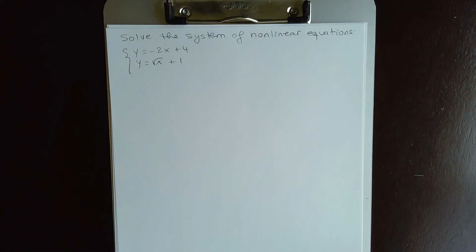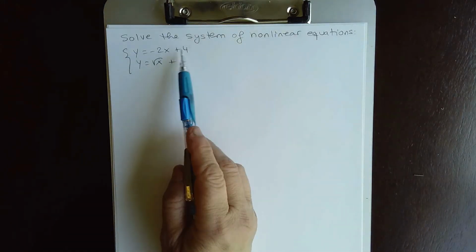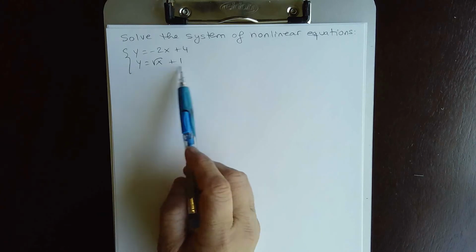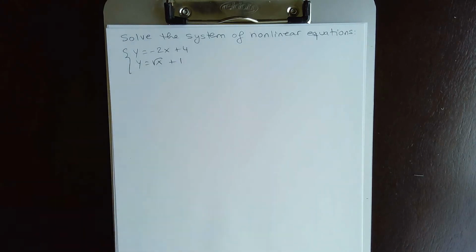Solve the system of nonlinear equations. y equals negative 2x plus 4 and y equals the square root of x plus 1. If you notice, the first one is a linear equation, but the second one isn't. You have here a radical equation. So let's solve the system.